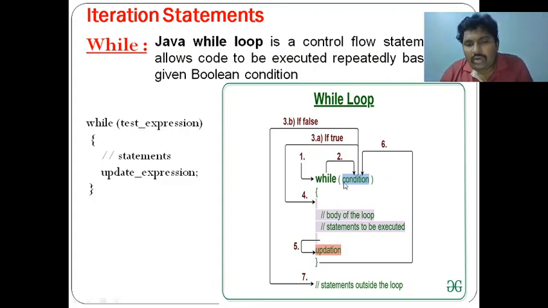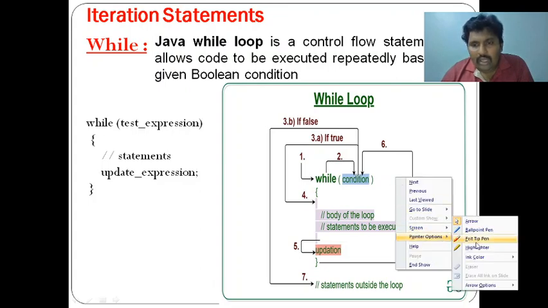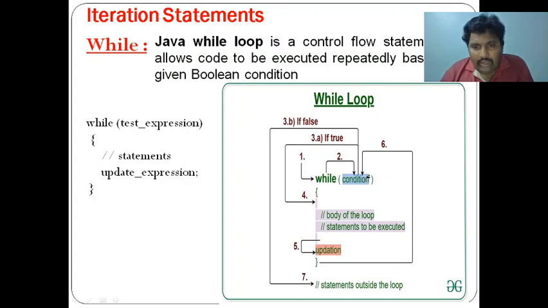How it is going to work: first of all, the program control enters the while and understands that it needs to verify the condition. It goes to the condition part and verifies the condition. If the condition is satisfied, if the condition is true, then the program control flow will go to the loop body. Once it enters the loop body, whatever statements we have written here will be executed, and finally any updation that has to be done is done, and after that the control will again go to verify the condition.